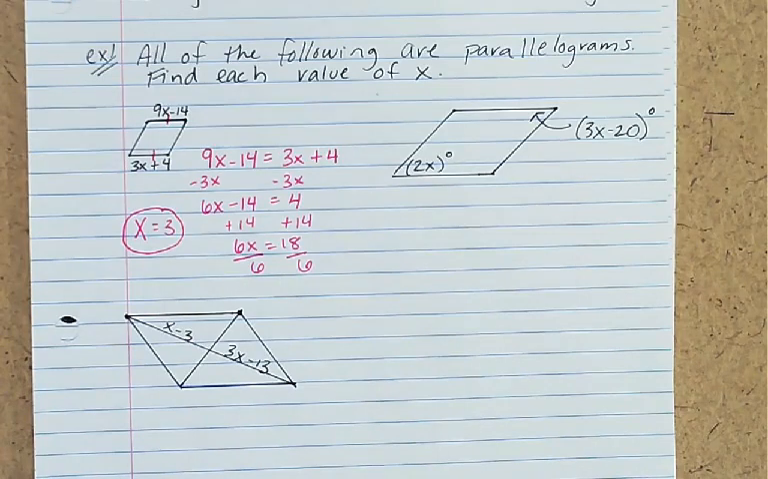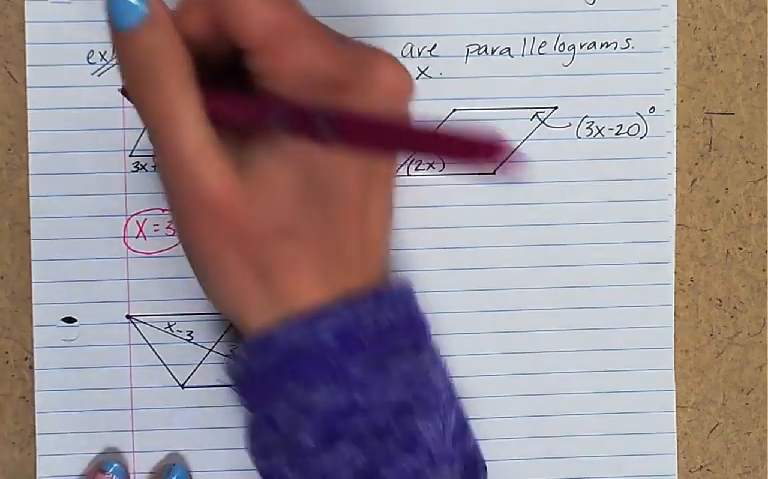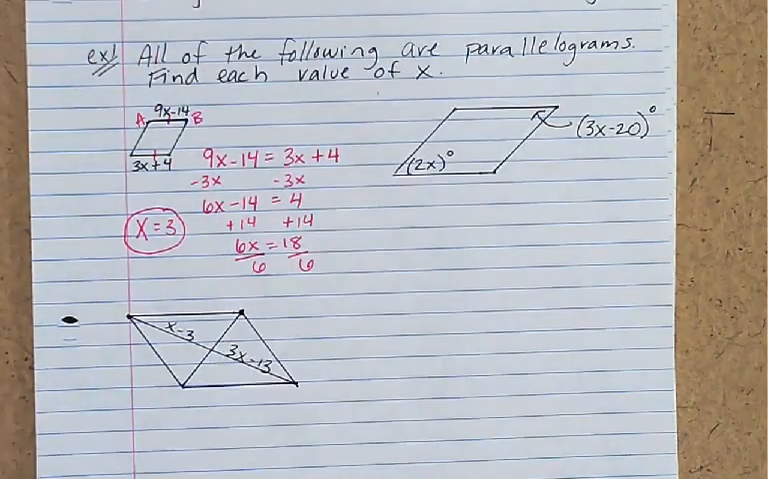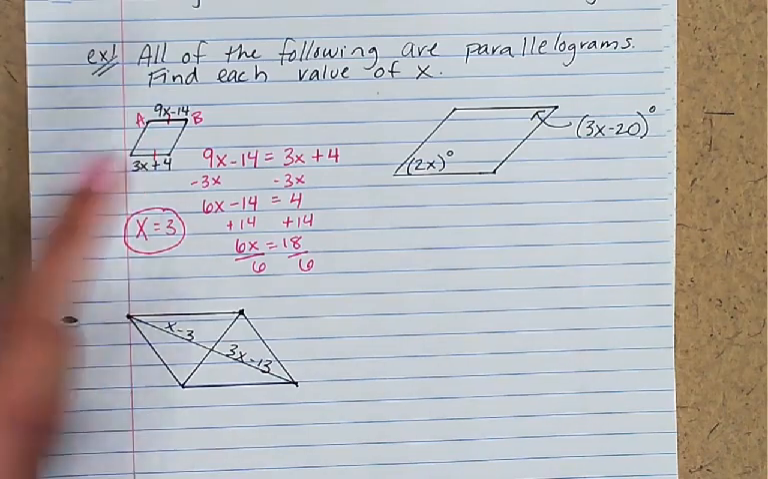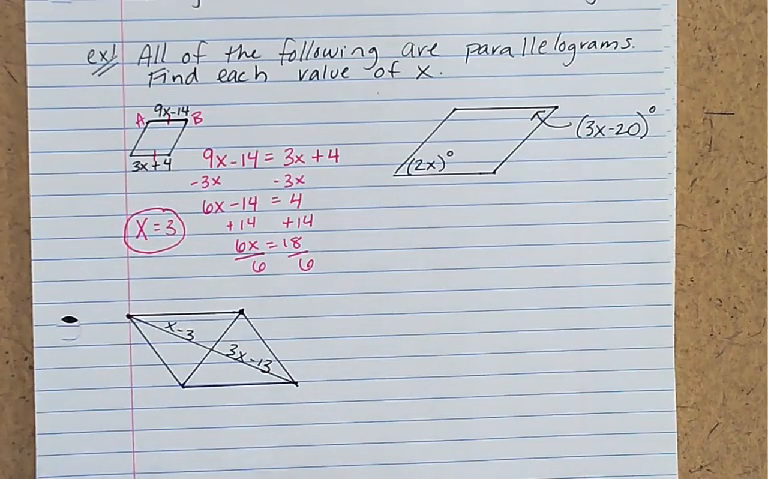When you do take the quiz, make sure you keep track of whether or not they're asking for x or if they're asking for a side length. So on mine, I just put find each value of x. But if they said, I guess I should put some labels in there. If they said, what's the length of AB, you would then take this 3, plug it in, and figure out what the length of AB is.